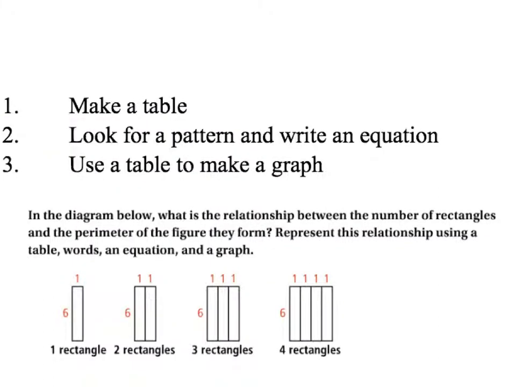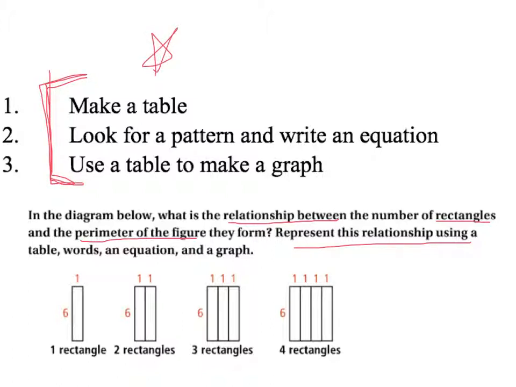So I have this question in the diagram below. What is the relationship between the number of rectangles and the perimeter of the figure? And I want to represent this using table, words, equation, and graph. Make sure you write this down in your notebook. When I'm looking at your notes, I will make sure that you write this down. Make a table, look for a pattern to write an equation, and use the table to make a graph.